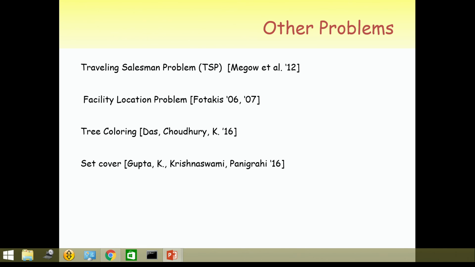There's just a list of what other things are known. For traveling salesman problem, one can again get a constant comma constant. There's some work on facility location. Recently we looked at set cover, where points are arriving or they could be moving away, and we showed that one can get a log n competitive constant recourse algorithm.